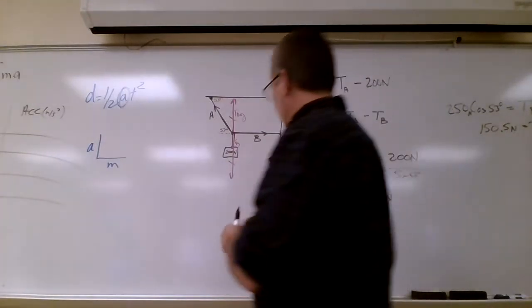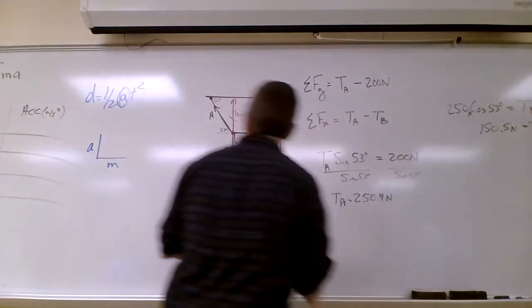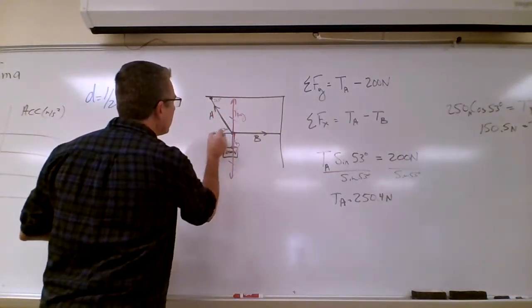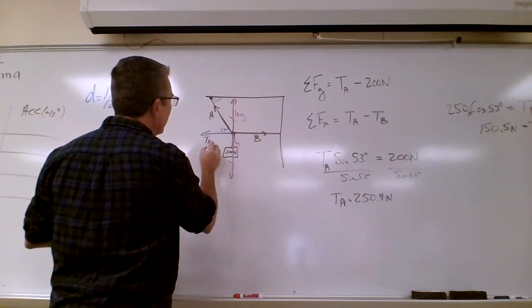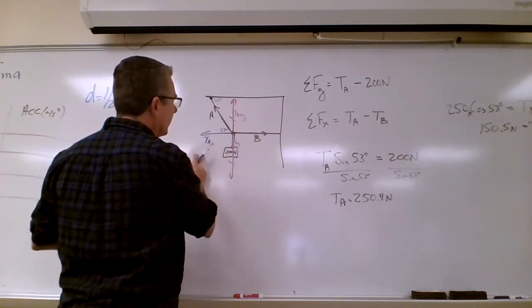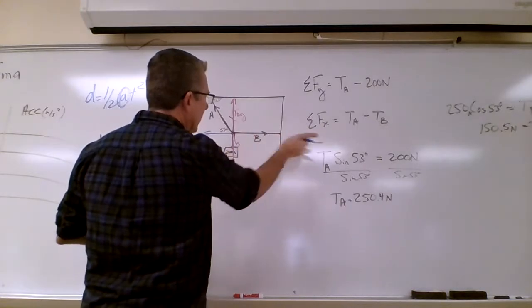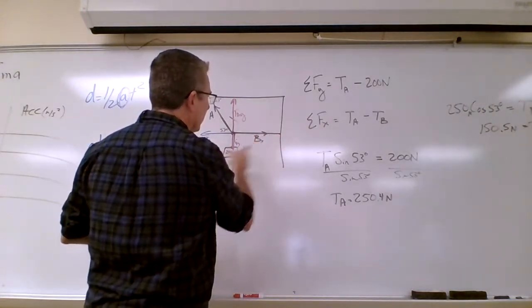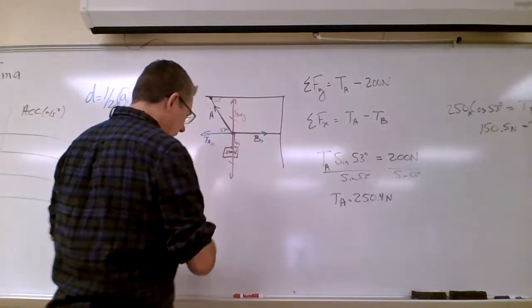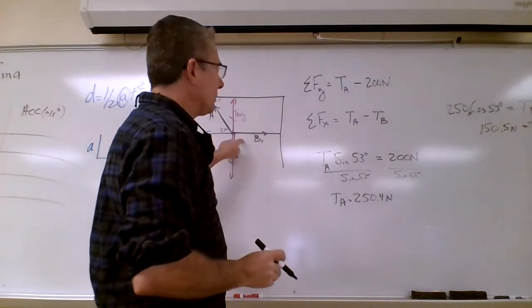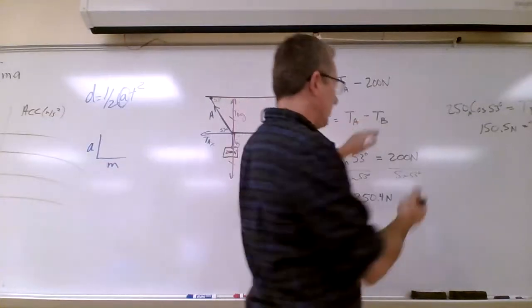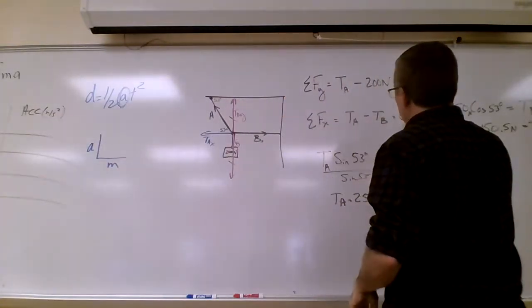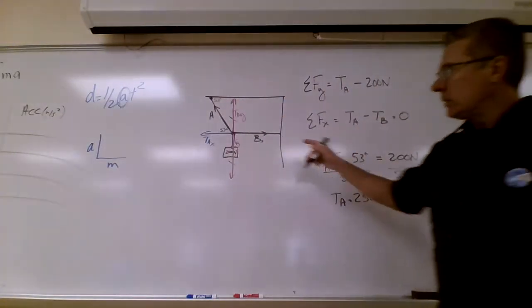The X, we have this one goes this way. This is tension A sub X going that way, and tension B counteracts it going that way, okay? So these 2 have to be equal to each other. So tension A sub X minus tension B would equal 0, okay? So when we do this.